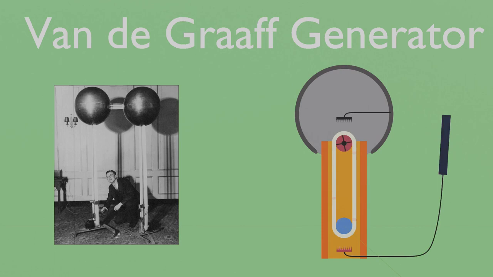In 1929, American physicist Robert van de Graaff developed the Van de Graaff generator, an electrostatic generator capable of producing as much as 5 million volts of potential difference. It was originally used to accelerate subatomic particles to extremely high speeds, but nowadays, it's mostly used to demonstrate the effects of electrostatics in classrooms.